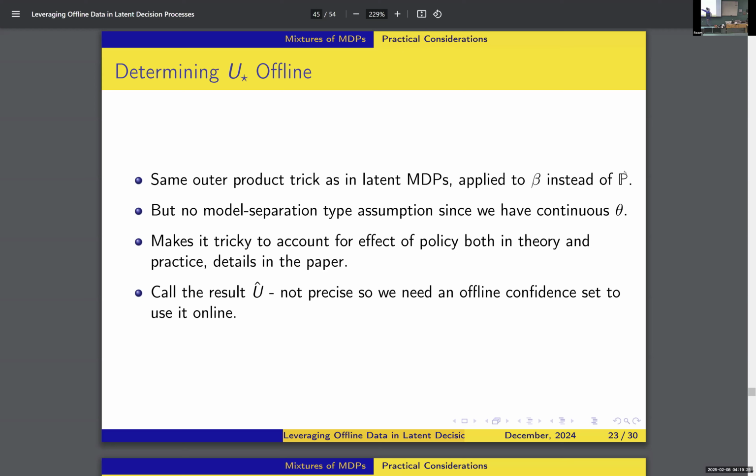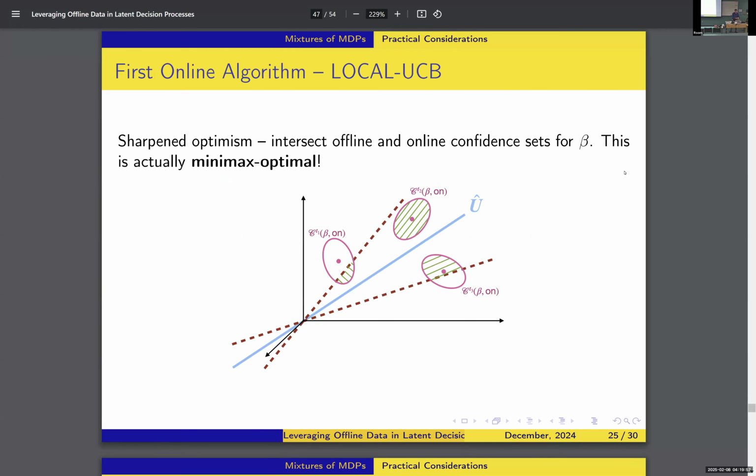So we call this final result U hat, the matrix that we've estimated for embedding the latent state into the reward parameter. It's not going to be precise, so we will need an offline confidence set to use it online. That's an important thing, right? Earlier, we were doing something offline, approximately clustering, and things were fine because we just wanted distances between things to be good. But now we're using this matrix to actually determine the exact reward parameter. So now the uncertainty in the subspace is important to account for online. Does that make sense?